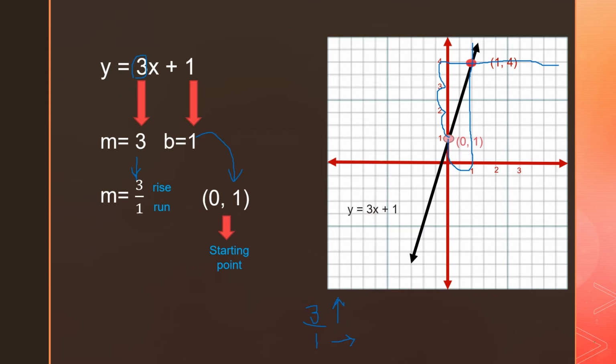We can find another point from this. Negative 3 over negative 1. We can make use of negative 3 and negative 1 because negative 3 divided by negative 1 is still positive 3. That is the same with 3 divided by 1 equals positive 3. Therefore, we can go down 3 times and once to the left.